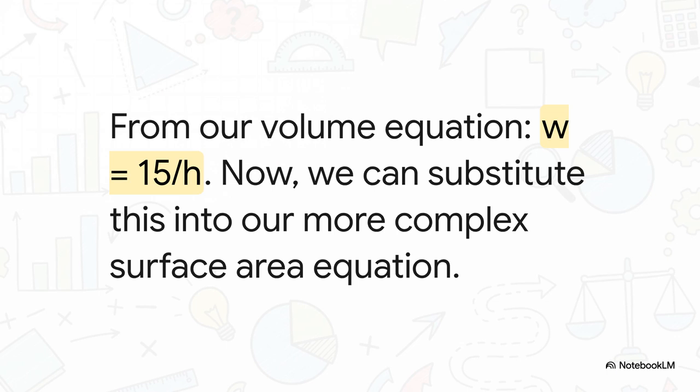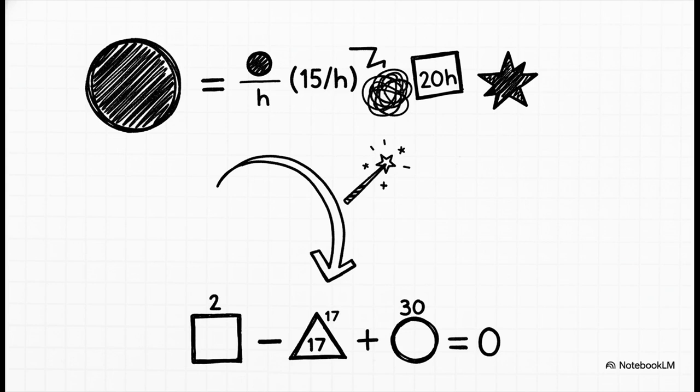We take our simplest equation, that nice W equals 15, and we just rearrange it. Let's make it W equals 15 over H. Now we can take this expression for W and plug it straight into our bigger, messier surface area equation. So when we do that, here's what we get.